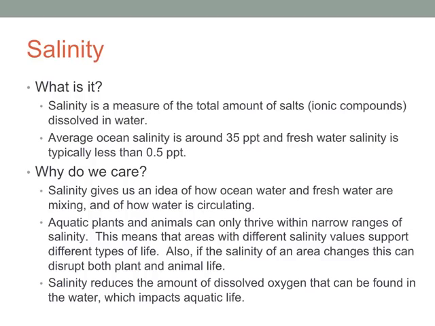We care about salinity because it can give us an idea of how ocean water and freshwater are mixing, and of how that water is circulating based on the salinity value of the sample. Aquatic plants and animals can only thrive within a very narrow range of salinity. So that means that if you're sampling different areas that have different salinity values, they'll support different species. And also, if the salinity of an area changes, that can disrupt the plant and animal life that is specialized for that salinity value. Salinity can also reduce the amount of dissolved oxygen that can be found in that water sample, and that has a further impact on the aquatic life.